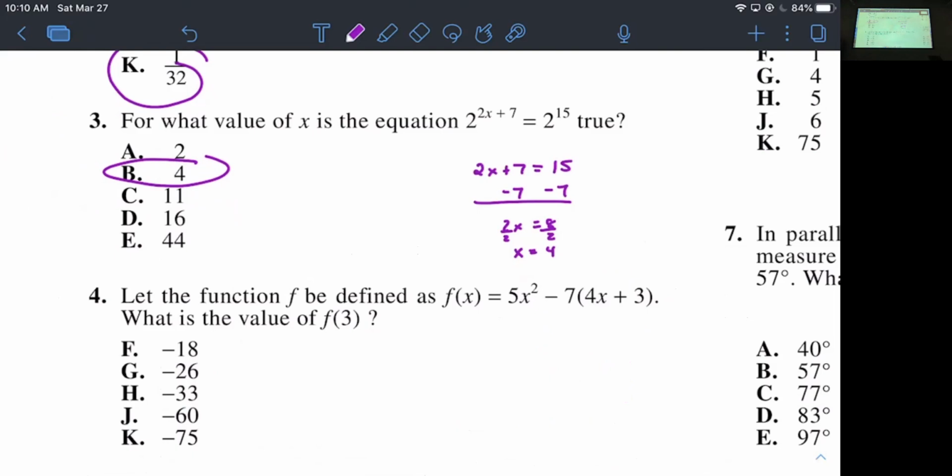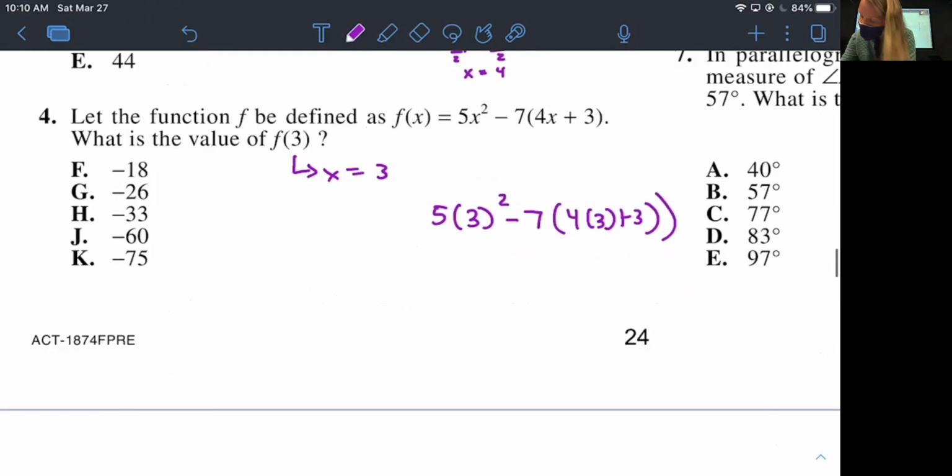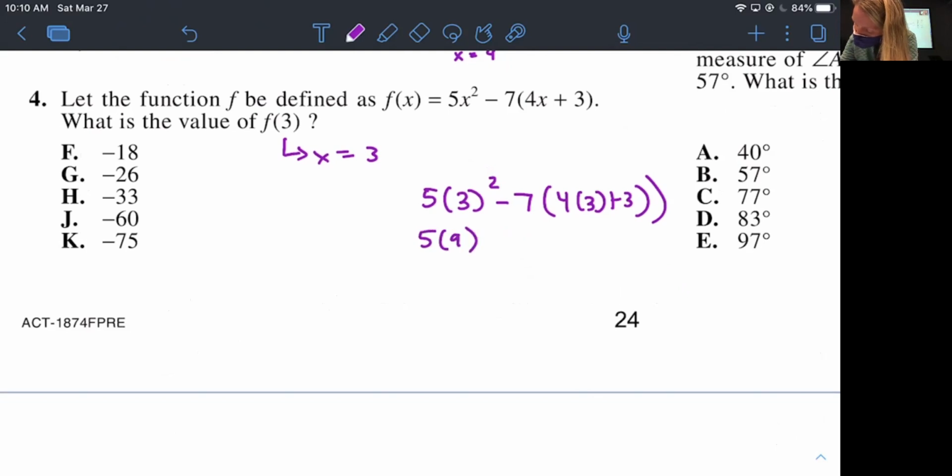All right. Number 4, f at 3 just means plug 3 in for all of the x's. So f at 3 means x is equal to 3, so we're going to plug 3 in for x. So it'll be 5 times 3 squared minus 7 times 4 times 3 plus 3. Order of operations says we have to do exponents first. So what is 3 squared? 9. And what's 5 times 9? 45. So this is going to be 5 times 9, which is 45.